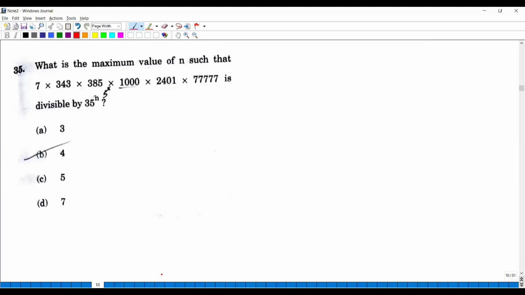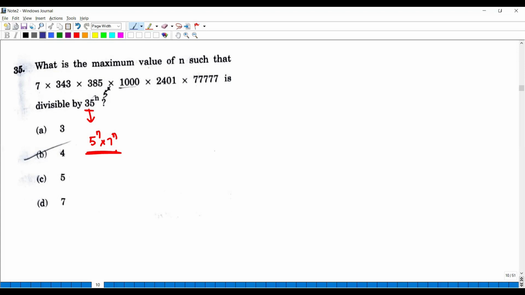We need the maximum value of n such that this number is divisible by 35 to the power of n. 35 to the power of n is 5 power n into 7 power n. So it's asking how many 5s and how many 7s there are. If you want to form a 35, you need one 5 and one 7. So whichever is minimum will be your answer. He's asking whether the number of 5s or the number of 7s is the minimum.